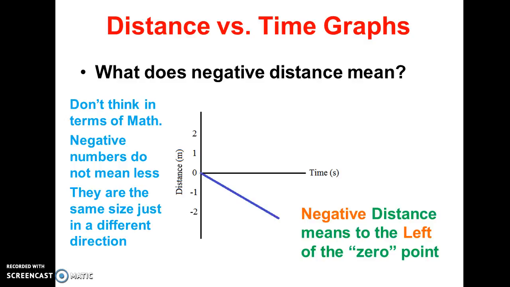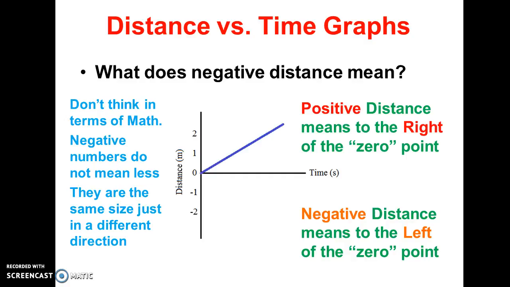So anything on the bottom half of the graph just means that I am to the left of the start point, and anything on the top of the graph just means that I am to the right of the start point or the 0 point.